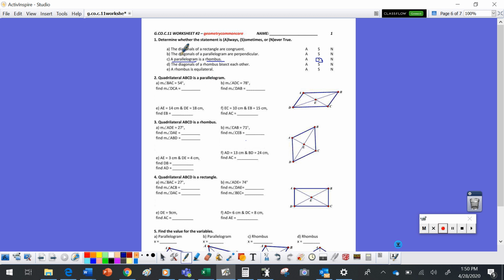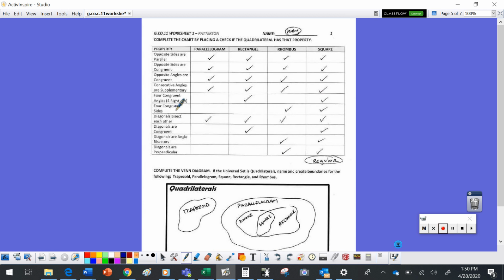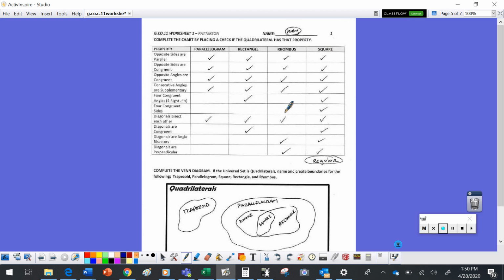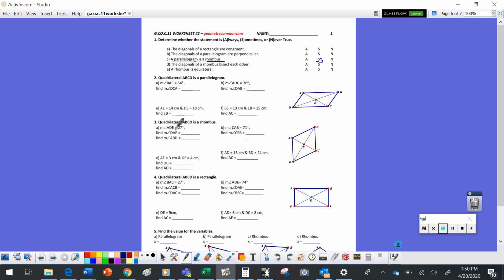Okay, I'll tell you what, let's look at another one here. Let's look at B. The diagonals of a parallelogram are perpendicular. Well, let's go back to this page and let's see what we have. Diagonals are perpendicular for a rhombus and a square. Well, a rhombus and a square are both special types of parallelograms, but they are not every parallelogram. So once again, this is another situation where it is sometimes true, but not always. Okay? All right. Moving on.